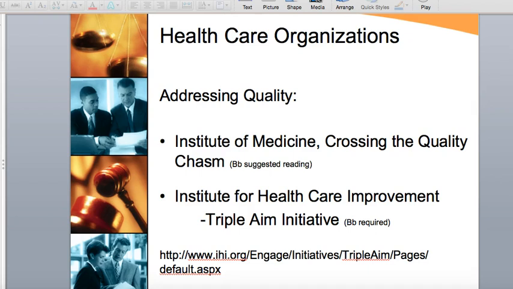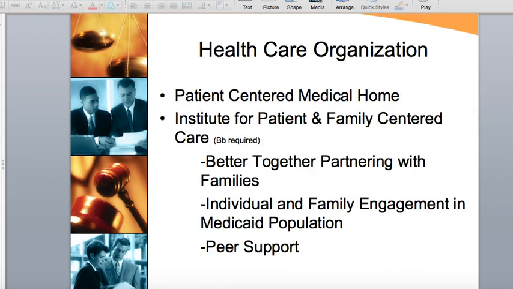Again, there are articles and web links on Blackboard, so you can access this. This is very important to look at, some of the models we are currently implementing to improve healthcare access to all, and specifically related to social determinants of health. Also, patient-centered medical homes and the Institute for Patient and Family-Centered Care. Those are also topics you may want to research on your own to better educate yourself about some of the existing models of quality improvement.